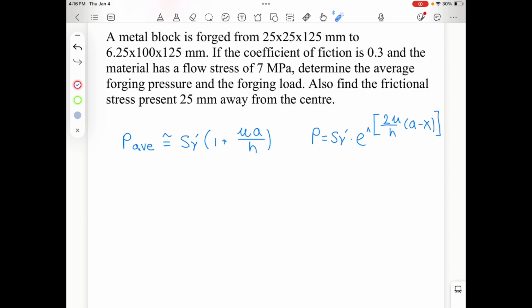These formulas include the effects of friction for forging of a rectangular cross-section. We've got the average pressure formula and the pressure at a certain point. Note both of these use an approximation of the yield strengths here in plane strain condition. That's what that prime is for. And in this case, we were given the flow stress. We're going to assume that's for 3D, so we need to convert that to 2D plane strain.